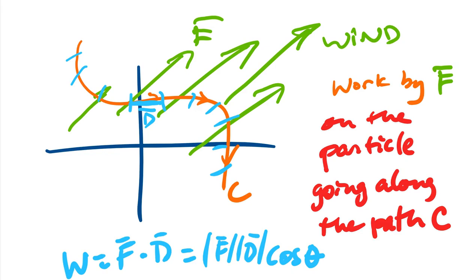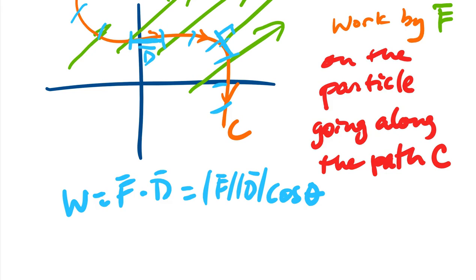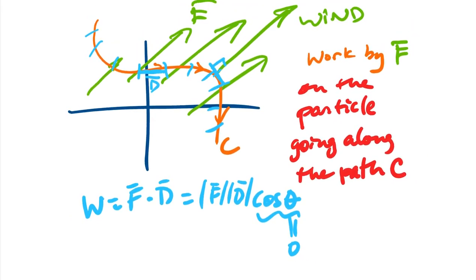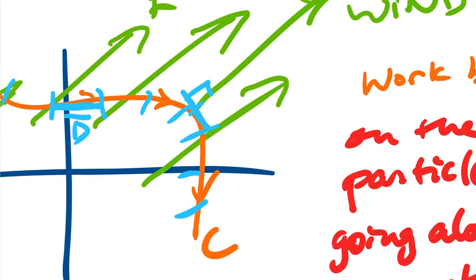If the force field is going perpendicular to it, like here, then 90 degrees is the angle between them, and the cosine of 90 is equal to 0. So what it's saying is that there's no work done at all. The plane is not influenced at this little point right here. The plane is not influenced at all by the wind. It's just going in its own direction. It's going this way.